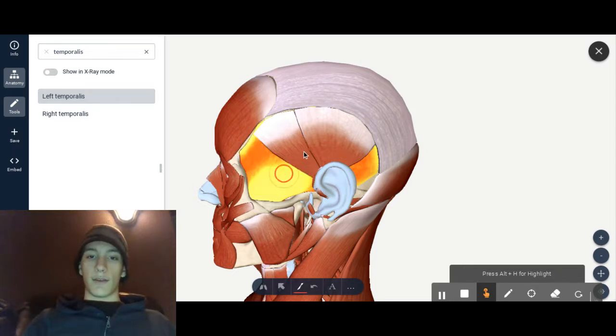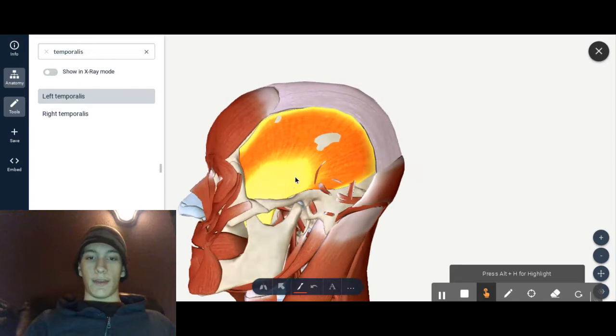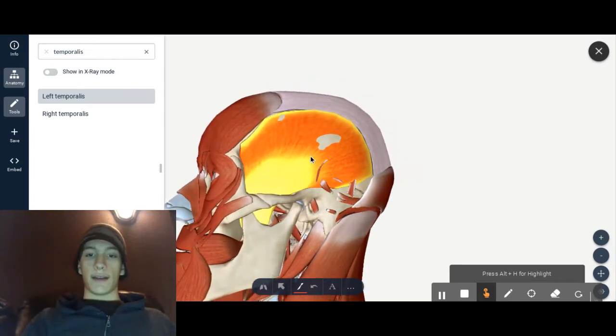So remember, we don't need to memorize every single muscle and where it goes and what it does. We just need to know major groups and major muscles. So I'm going to get rid of this right here, and I'm showing you the entirety of the temporalis that I can.